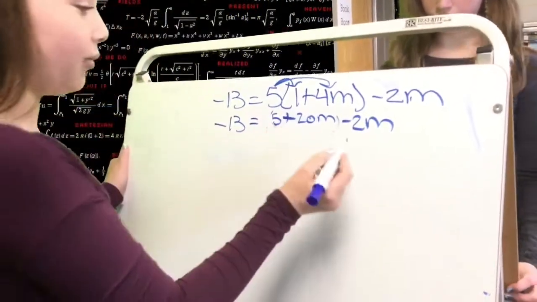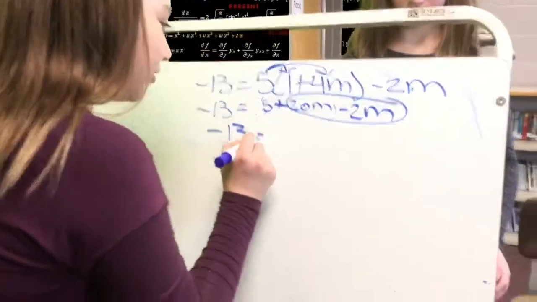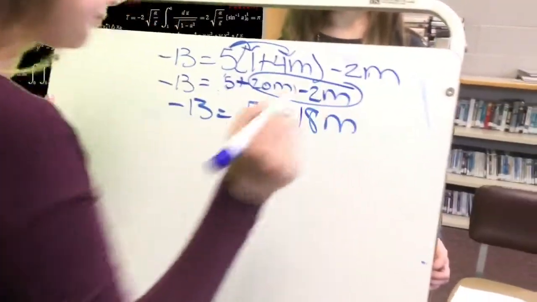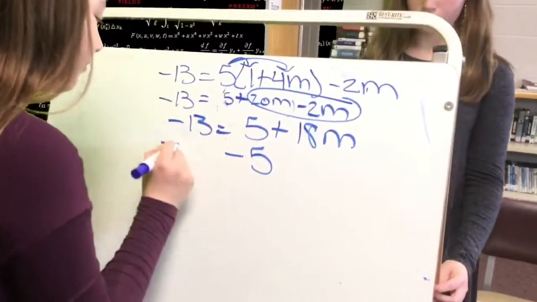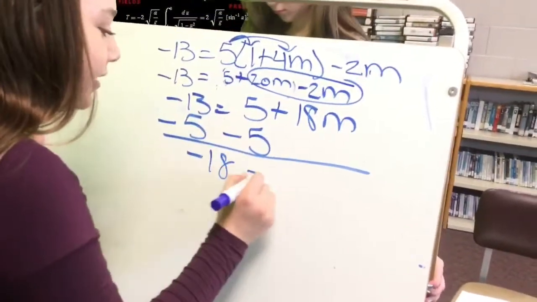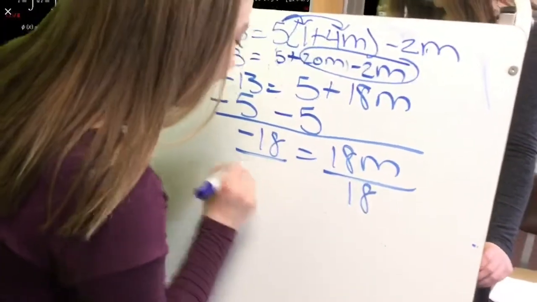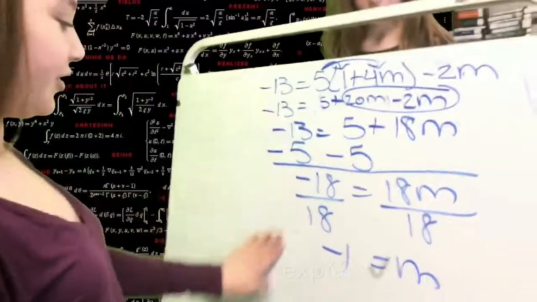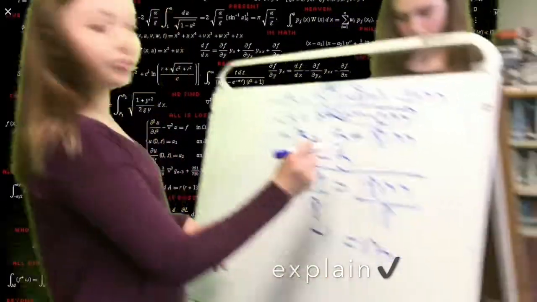So then you want to solve for that. So negative 13 equals 5 plus 18m. And then you want to do minus 5, which is then negative 18 equals 18m. And you want to divide by 18 so that you get m equals negative 1. It's two-step equations. You divide here, and since you're adding here, you want to subtract it here.